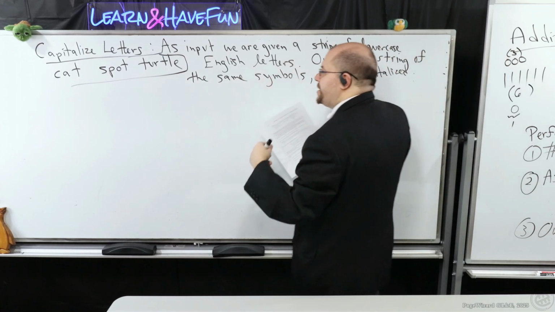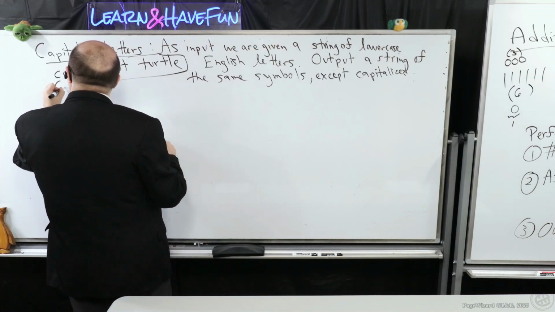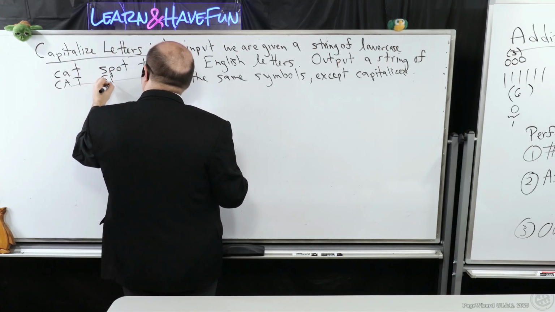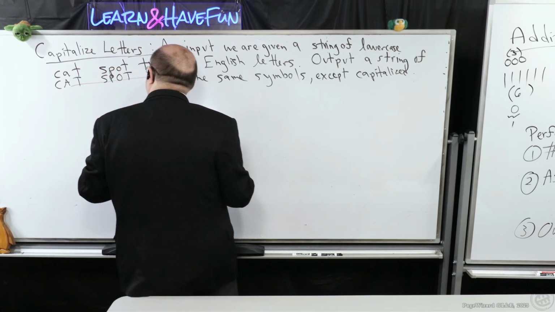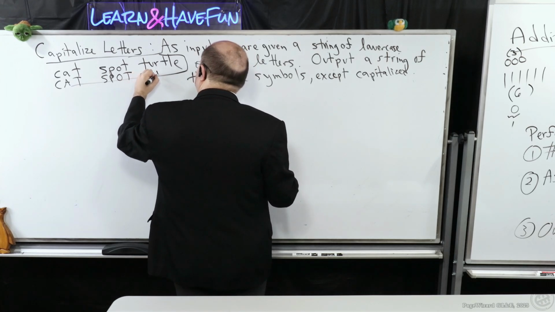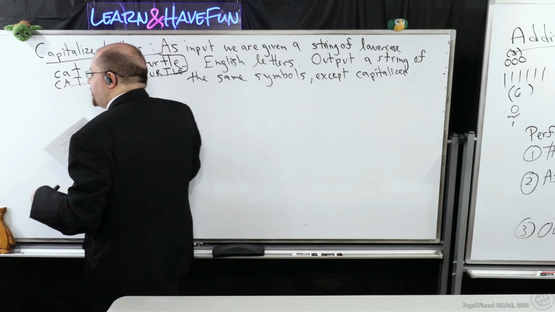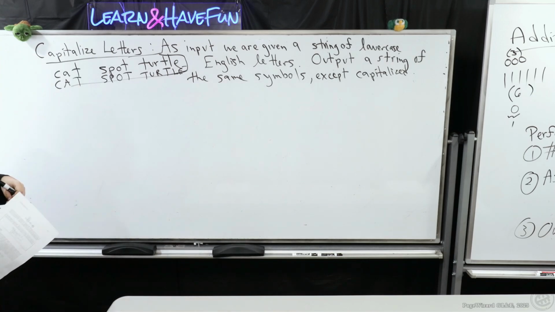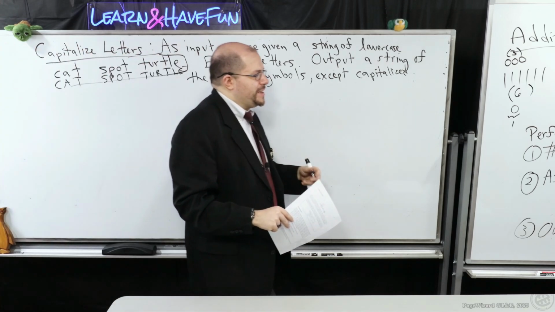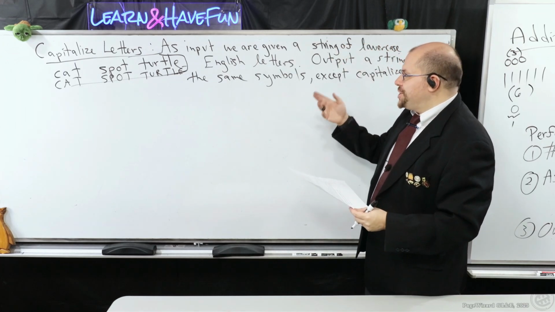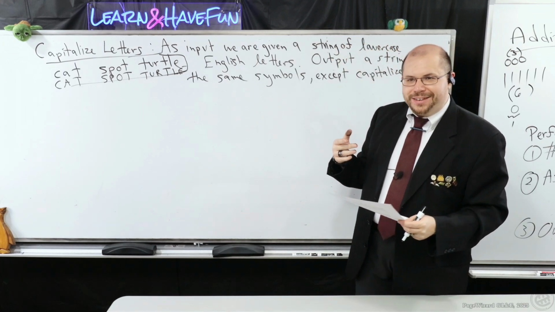So for example here, if I want cat, I want it to be capital C, capital A, capital T. For spot, I want it S-P-O-T, all capital letters. And turtle, I want it to be T-U-R-T-L-E. So a lot of programming languages will have something like this, some sort of thing that's like to upper or something of that sort. So I'm going to show you how you can come up with a transducer that does something like this.